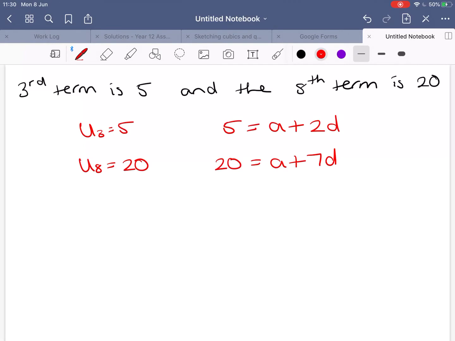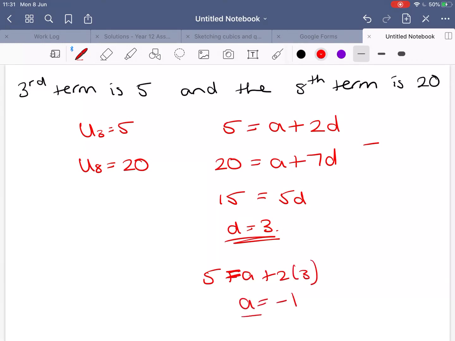And you've got two simultaneous equations. You're going to take the top one away from the bottom one, and you're going to get 15 equals 5d. So the common difference is 3. What's the first term going to be then? Well, if I substitute that into the top equation, 5 equals a plus 2 lots of 3, then my first term must be minus 1. So the common difference is 3. The first term is minus 1. So if the question then went on to say, what is the 50th term? You could work it out because now you know the first term and the common difference.